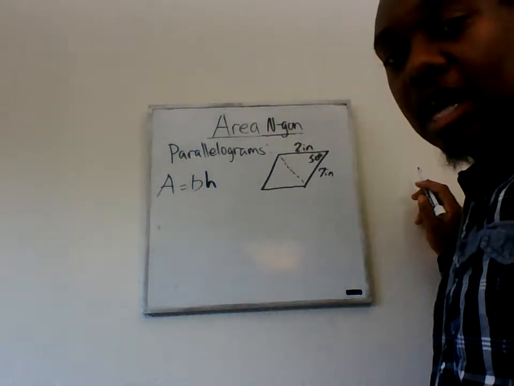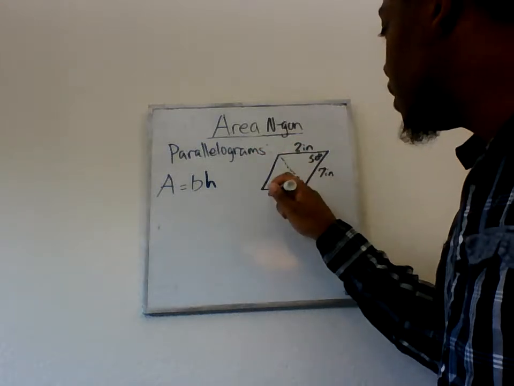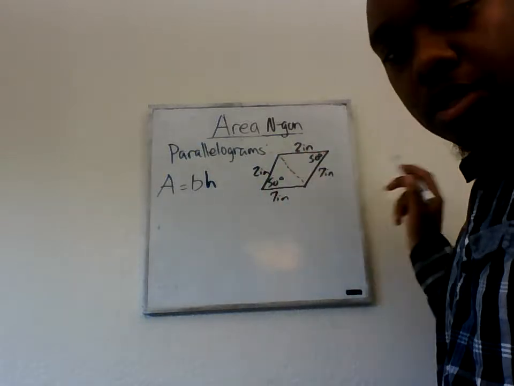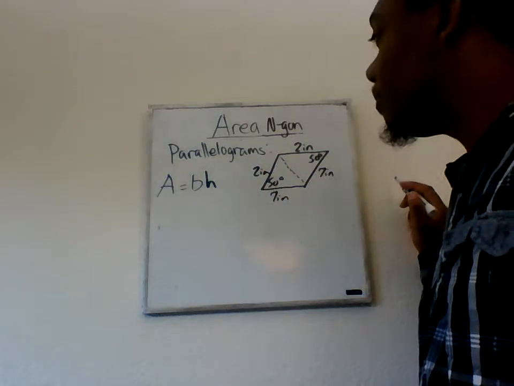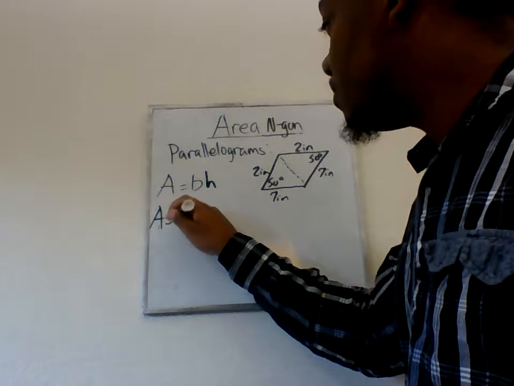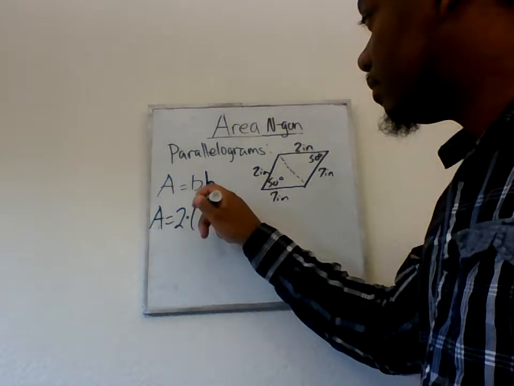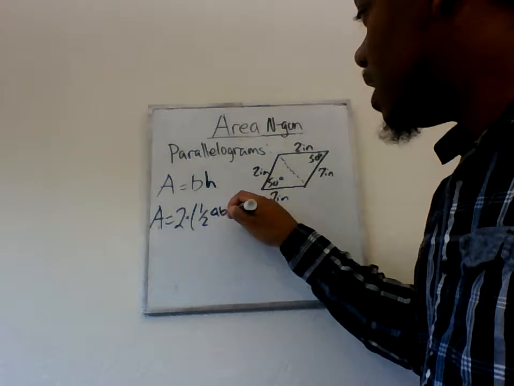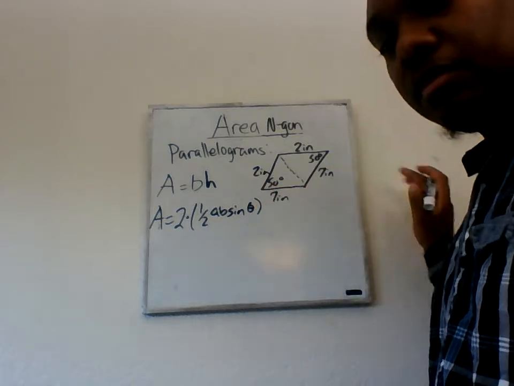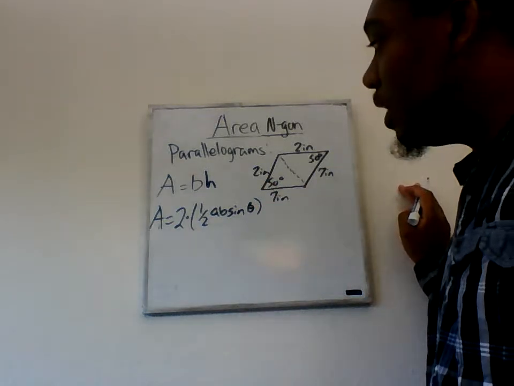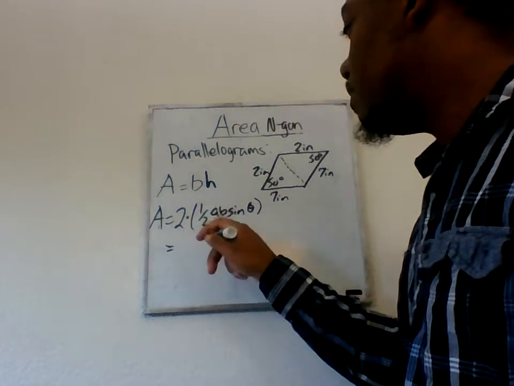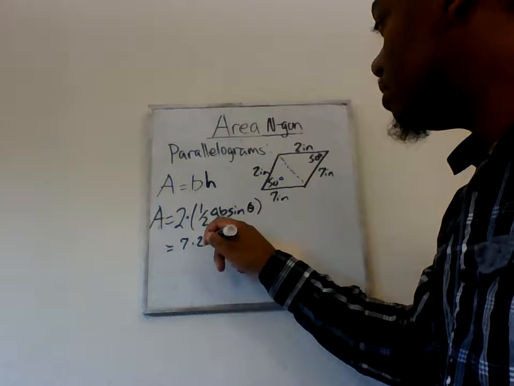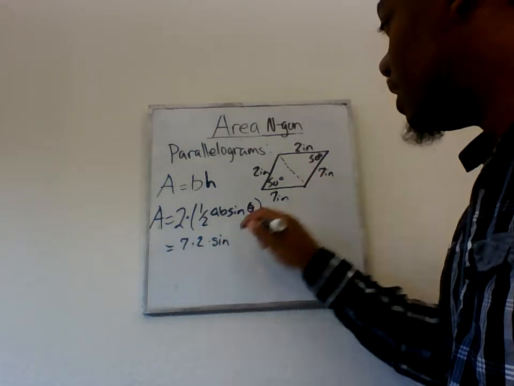Split this right here, across the diagonal, and we're really looking at two congruent triangles that we know how to find the area of. So the area of this parallelogram is really just going to be 2 times 1/2 the product of the two sides times sine of the angle between them. You've seen that one before. So what we could do then is that will go away. So really we're just looking at the product of the two sides. So 7 times 2 times sine of the angle between them.